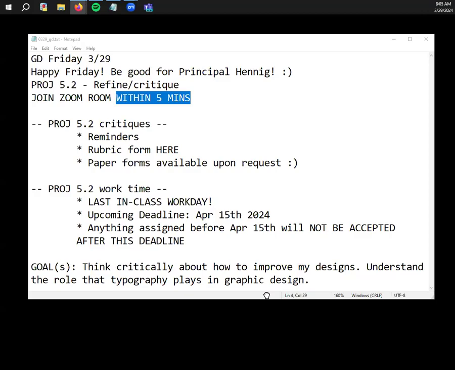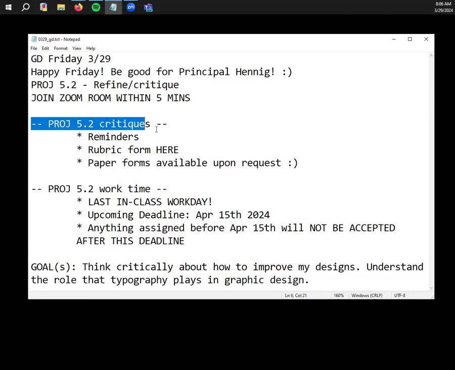Okay, so today, since we've been working on our project 5.2 over this week, you guys have had a lot of creative freedom, a lot of interesting approaches with how you can go about some of the typographic concepts that we've talked about so far. And we're going to give our critique process another try.